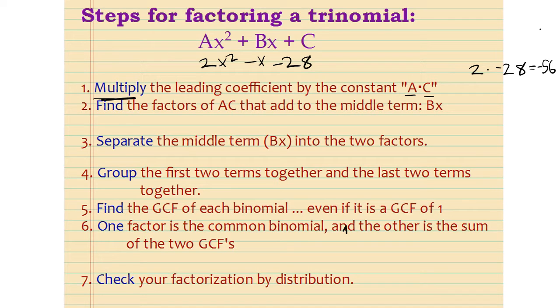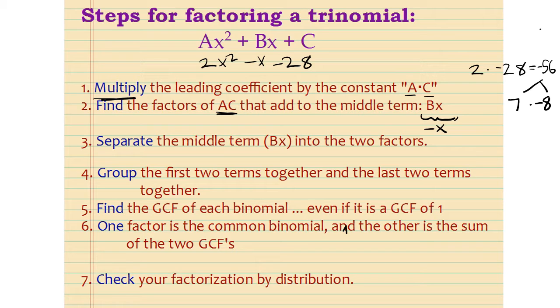Next, find the factors of the product ac that add to the middle term, bx. Our middle term happens to be negative x, and we are going to factor negative 56 into two terms. I could do a positive 7 and negative 8. Positive 7 times negative 8 will give us negative 56. Positive 7 plus negative 8 will give us the bx, the negative 1.